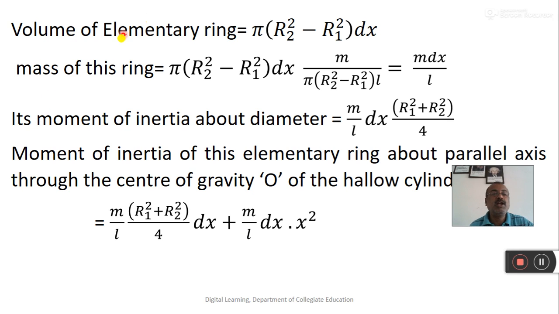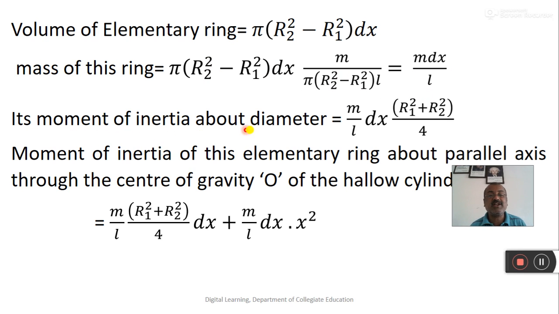Here, volume of the elementary ring. In the last expression we have shown, in the same manner we have written pi into r2 squared minus r1 squared into delta x. Mass of this ring is m divided by pi into r2 squared minus r1 squared into L, times pi into r2 squared minus r1 squared into delta x, which is m dx divided by L.